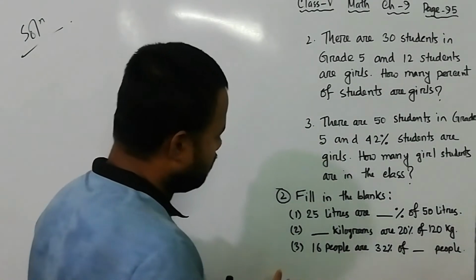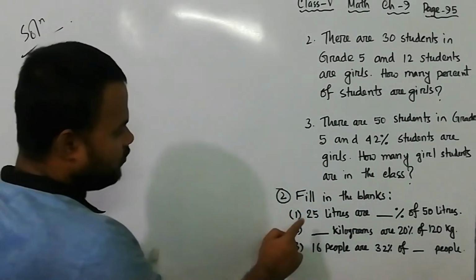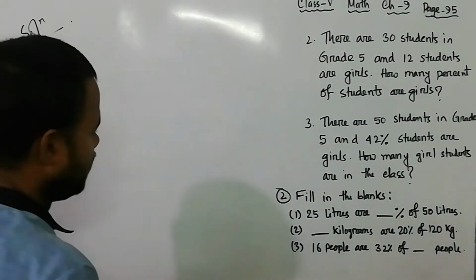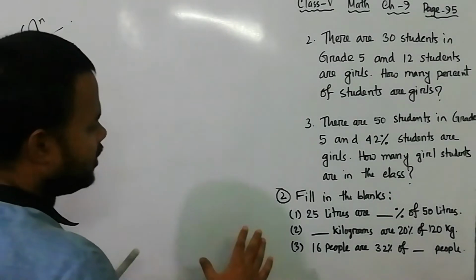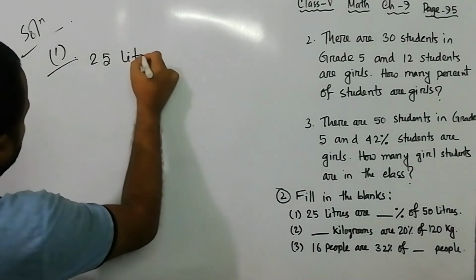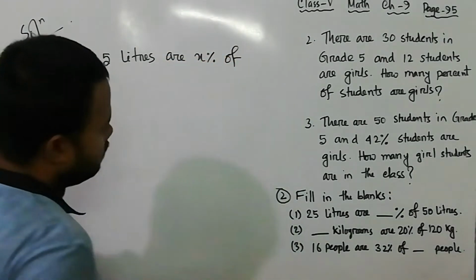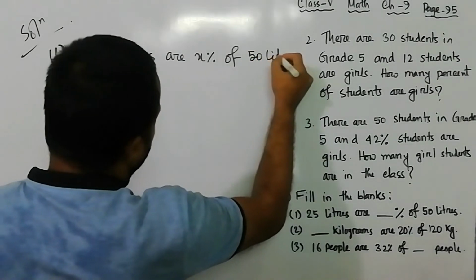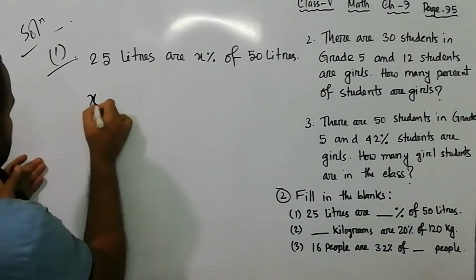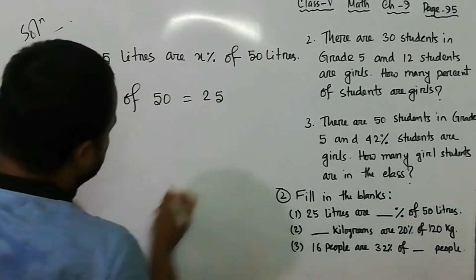If we let 25 liters are X percent of 50 liters, then we have here 25 liters are X percent of 50 liters. That means here we have X percent of 50 equals to 25.